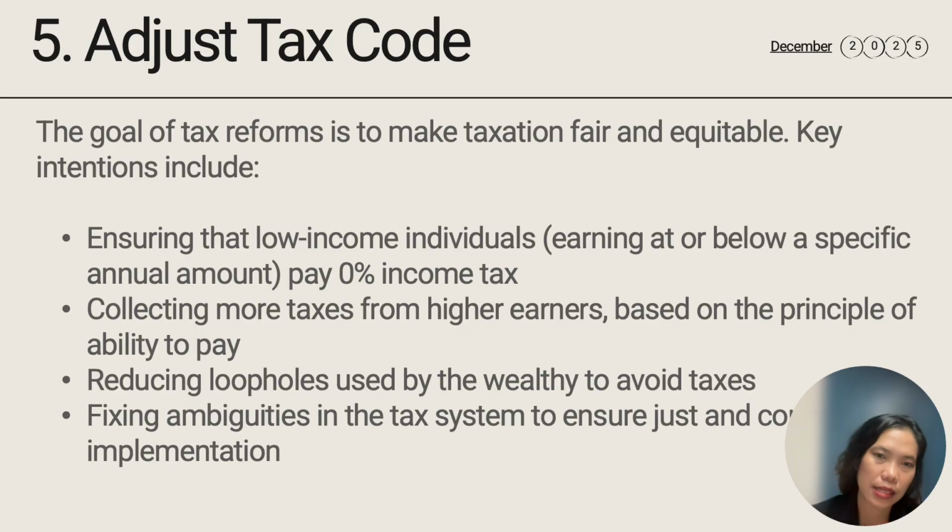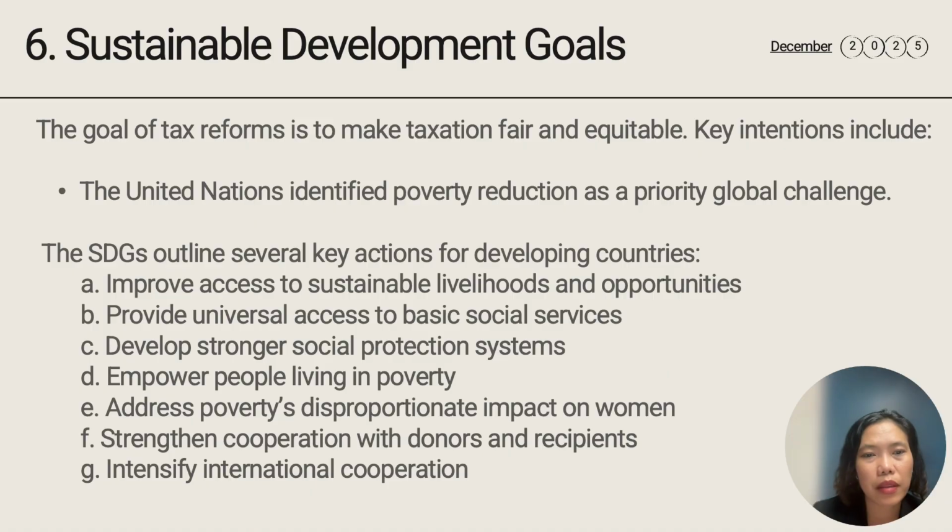And we also have sin tax, that is the luxury tax now given to those who can really afford luxury items, or habits, or, what do you call this, leisure. So fixing ambiguities in the tax system to ensure just implementation. So we also have sustainable development.